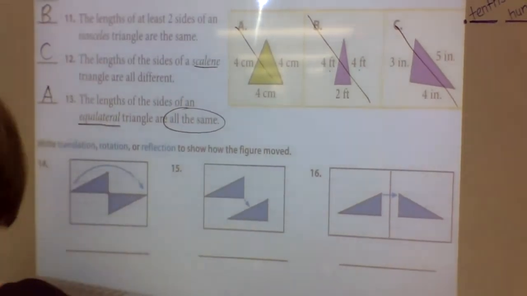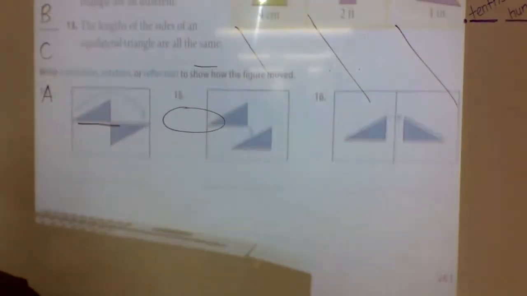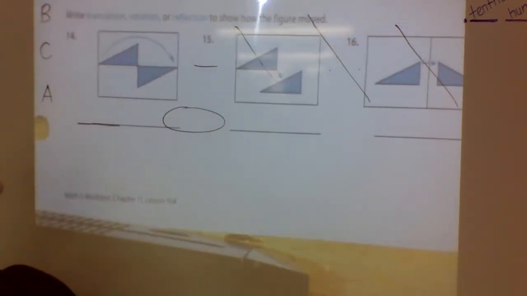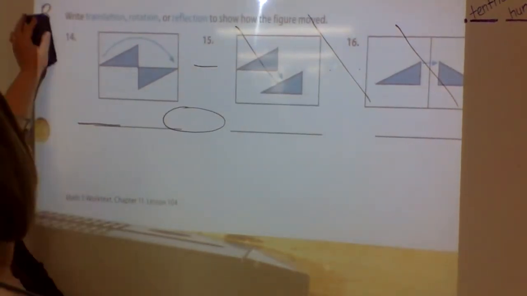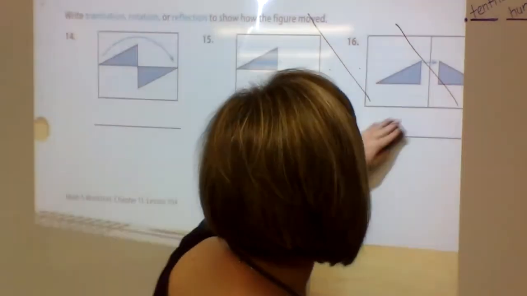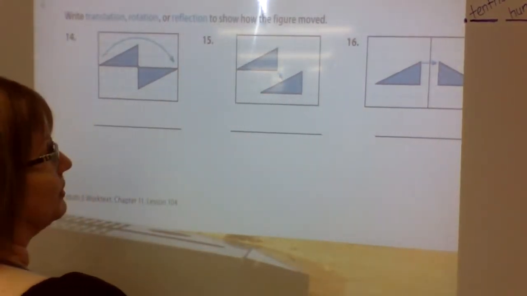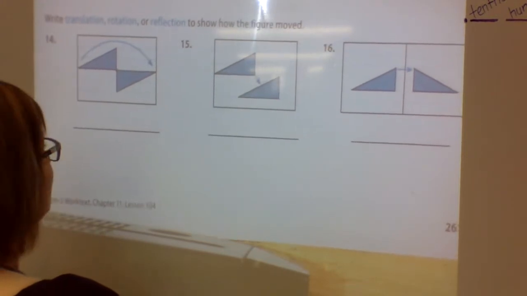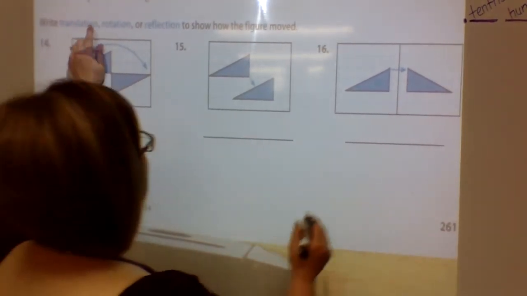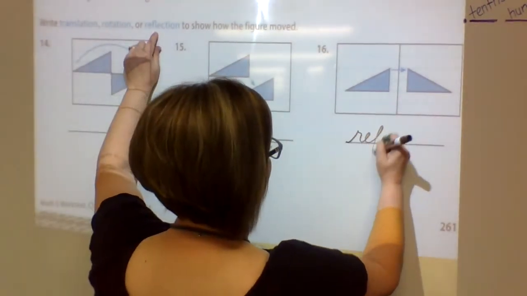Okay, next is translation. Oh, this one's fun too. Translation, rotation, or reflection. Reflection is like you look in a mirror and you see your reflection. So which one looks exactly backwards, like you're looking in a mirror? That would be this one, right?